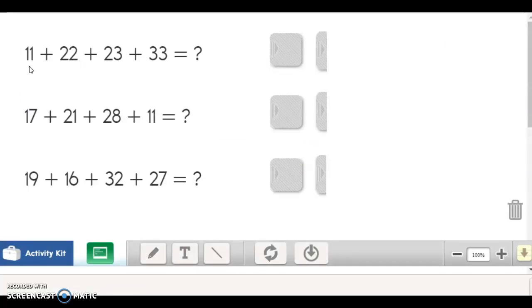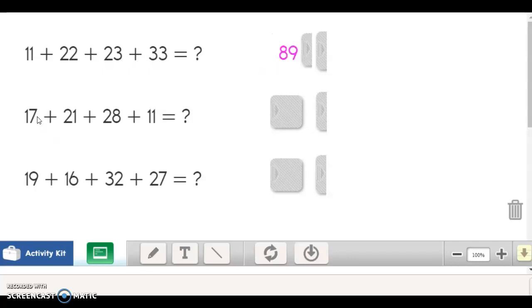Let's check it out here. I don't see any combinations of 10 that jump right out at me, so I'm just going to go in the ones place. I see a 1 and a 2 there, that's 3. And 3 and 3 is 6. 6 and 3 is 9. So we're at 9 already in the ones place. 9 and 10 in 11, that's 19. 2 tens here, that would be 39. 2 more tens, 59. 3 more tens, 89.